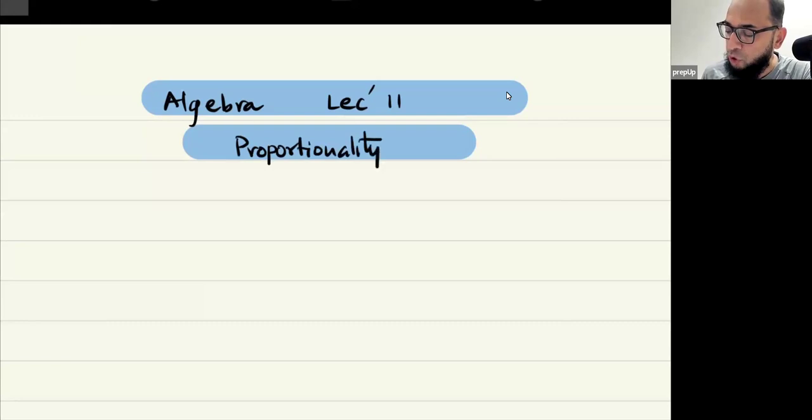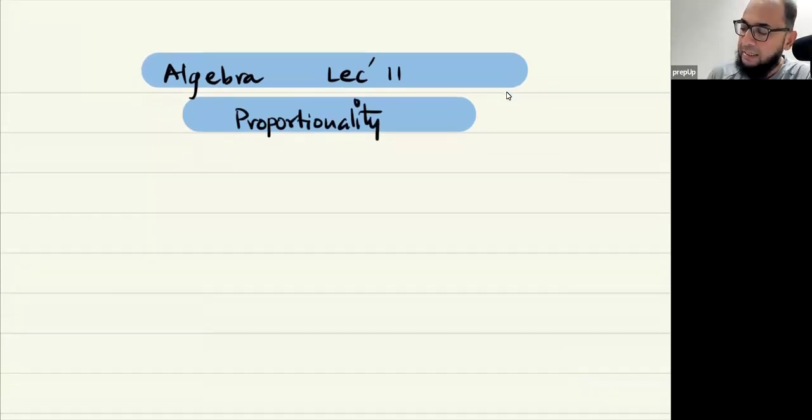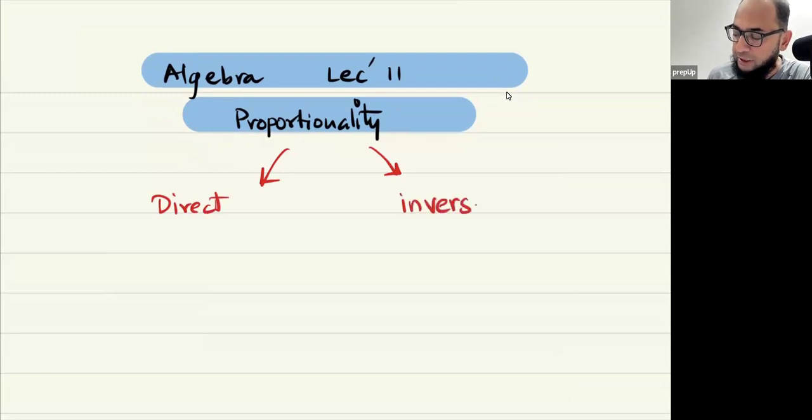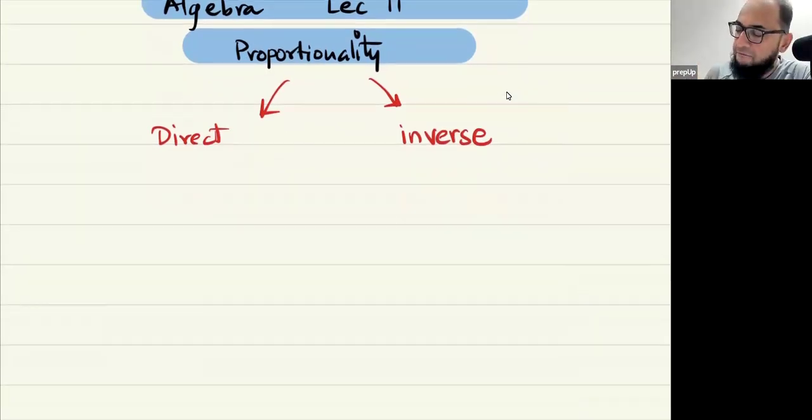So when we talk about proportionality, there are two kinds of proportionality that we discuss. The first one is called direct proportionality. The second one is called inverse proportionality. Now, what is the difference between the two? When we talk about direct proportionality, that means when one quantity increases, the other also increases.